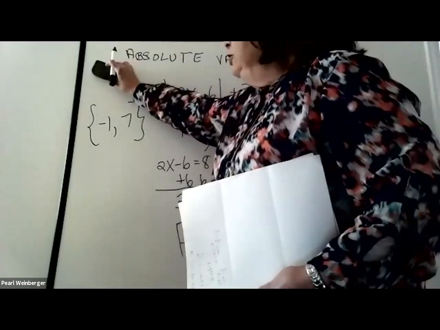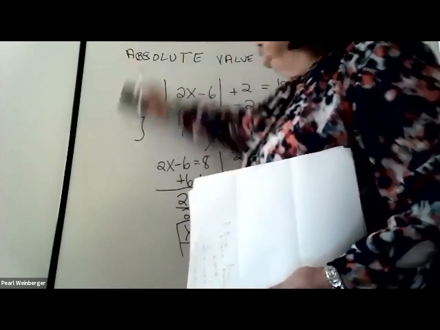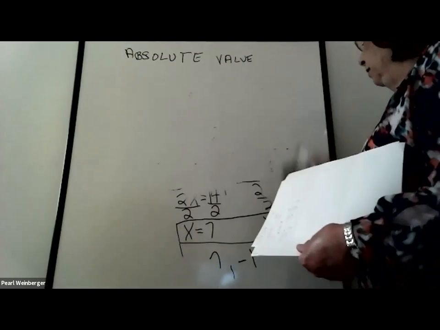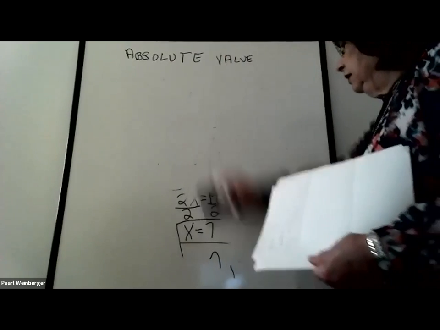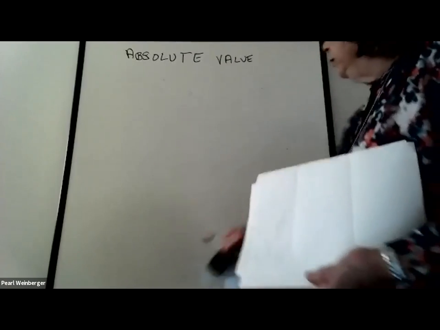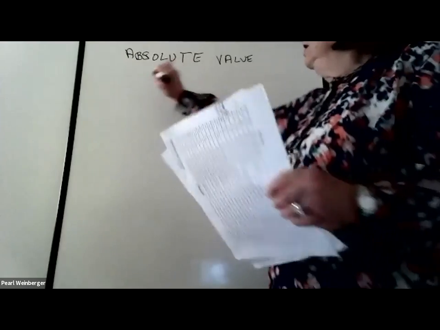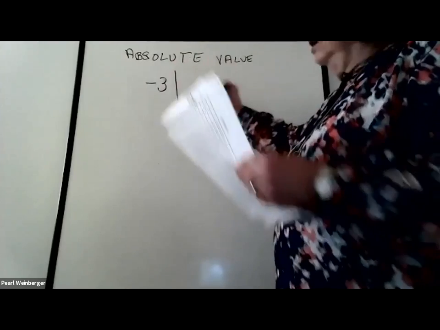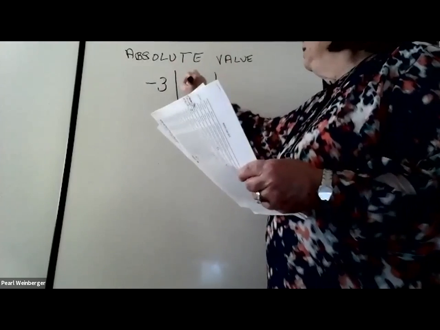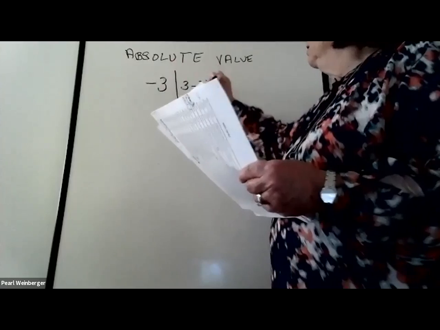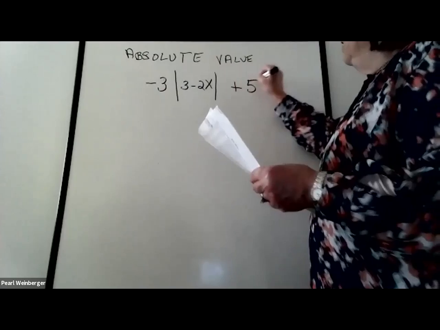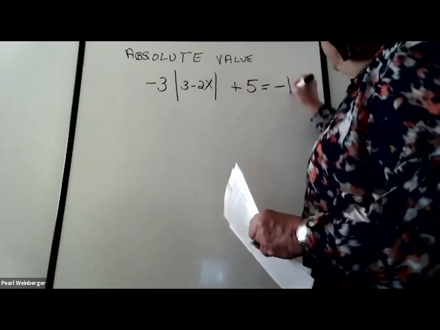Okay, here's a question for us to work on together. I'm going to start you off with the first steps, and then I'm going to let you continue and see if you come up with the right solution. Let's say I gave you something that looks like this: -3 times the absolute value of 3 minus 2x, plus 5, equals -19.